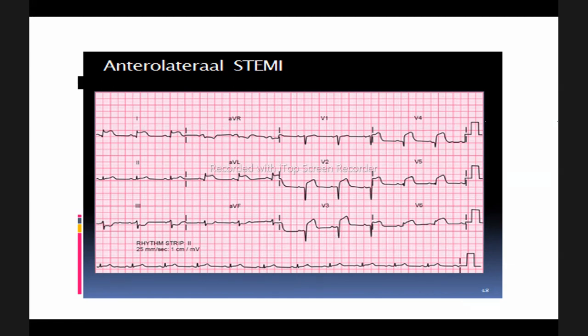It's so important for you to get the nomenclature right, because the way you will treat might be slightly different. For instance, if you have an ST elevation MI, that patient needs to go straight away to the cath lab. If you can't get them to the cath lab for a PCI urgently, you need to urgently give thrombolytics.